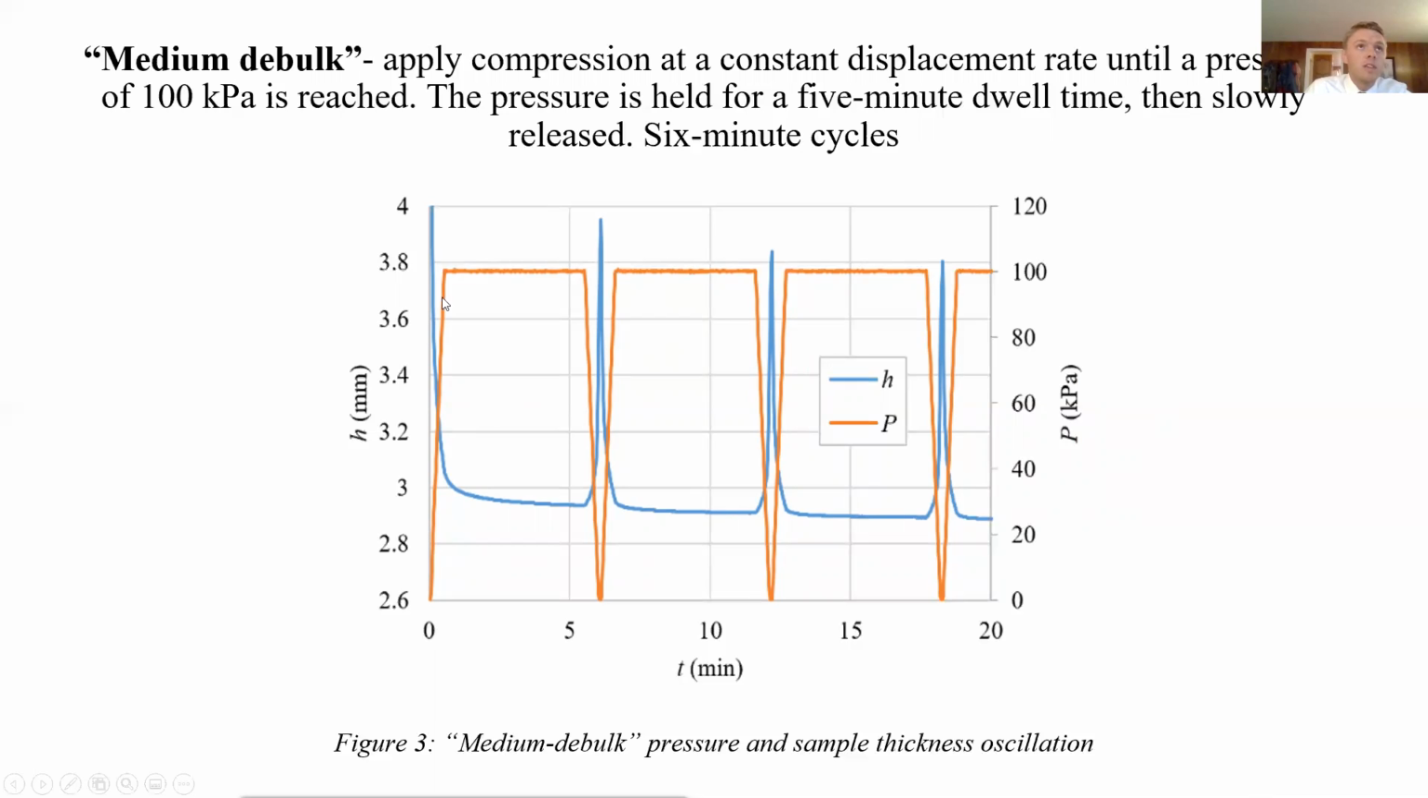And you can see similar trends in that as the hold was applied, the thickness of the sample decreased and decreased until the pressure was taken off, and the sample thickness increased again and went back down. But the average sample thickness is trending downward throughout the debulk cycles.